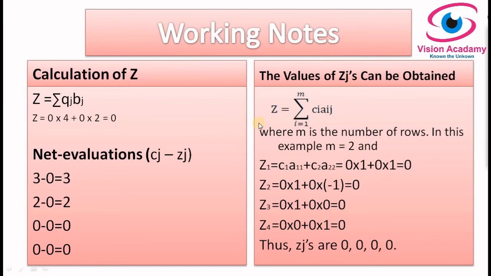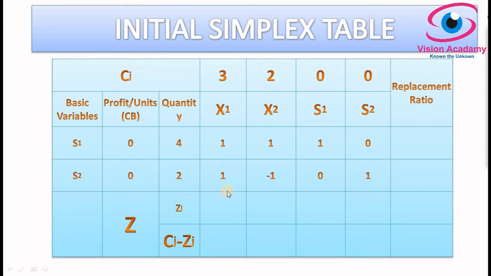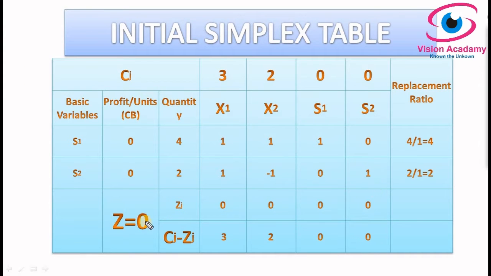After finding the Z value and Zj value, we have to find the Cj minus Zj value. Cj minus Zj is very simple: Cj values minus Zj values. You obtained Zj values here, 0, 0, 0, and the Cj values are here. Since Zj values are 0, 3 minus 0 is 3, 2 minus 0 is 2, 0 minus 0 is 0, 0 minus 0 is 0. So the result of this would be this. The Z value is 0, Zj values are 0, 0, 0, 0, and the Cj minus Zj values are 3, 2, 0, 0.